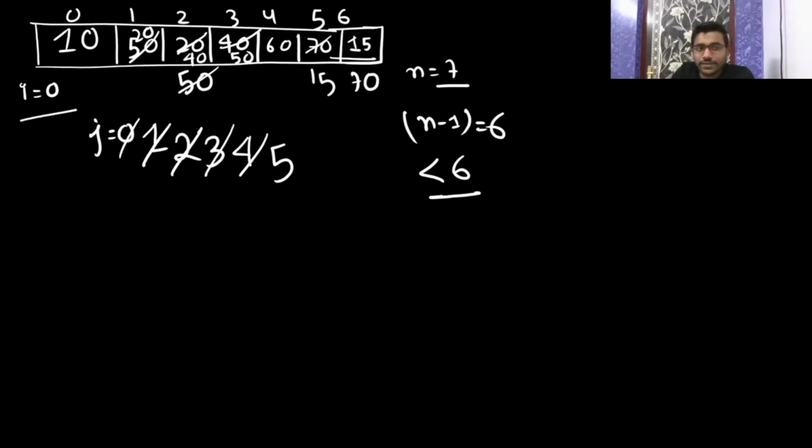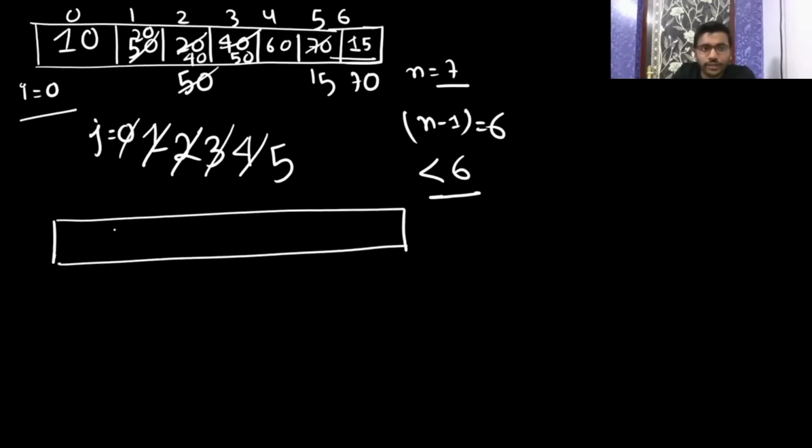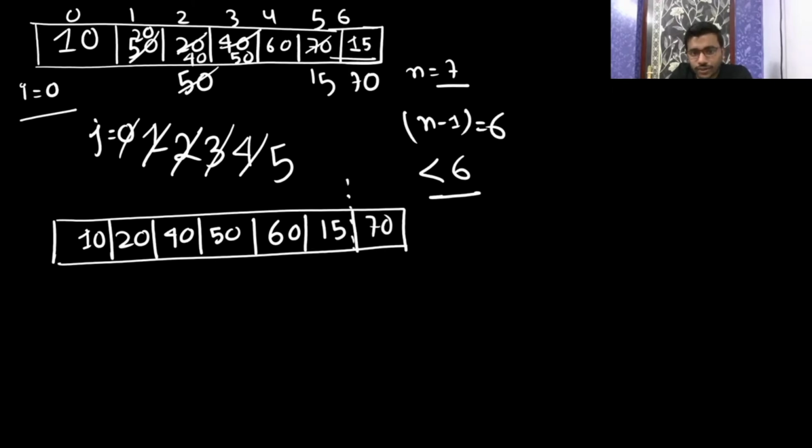So when i is 0, after this iteration, you are going to get one element sorted in the correct position, the biggest element at the end. So 20, then 40, then 50, then 60, then 15, then 70. Till this it is going to be in the correct position.